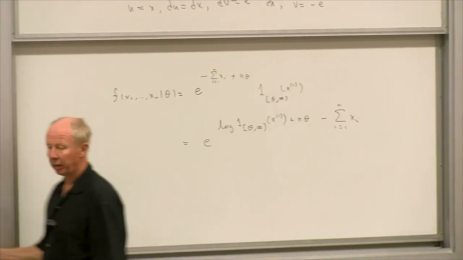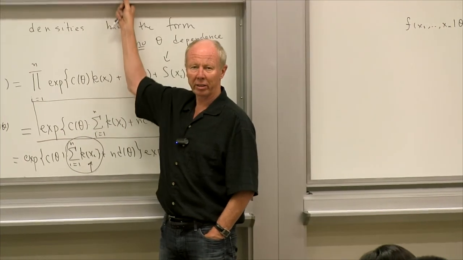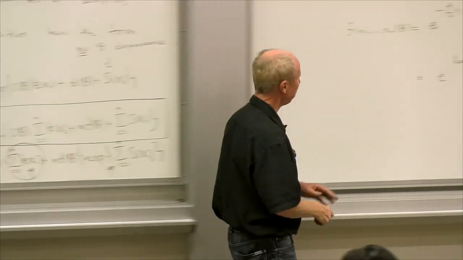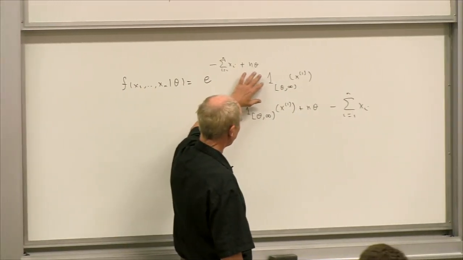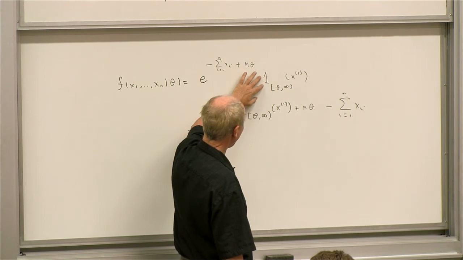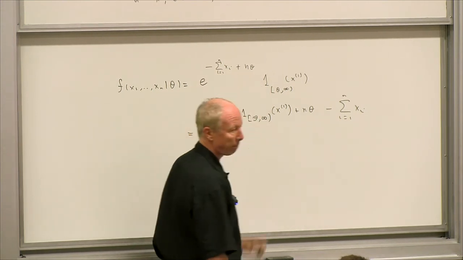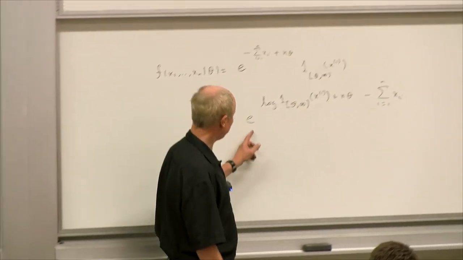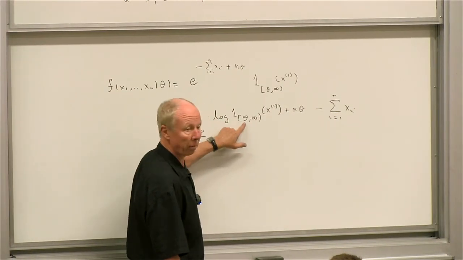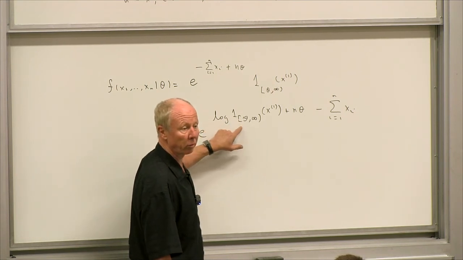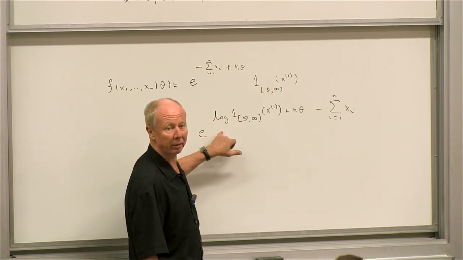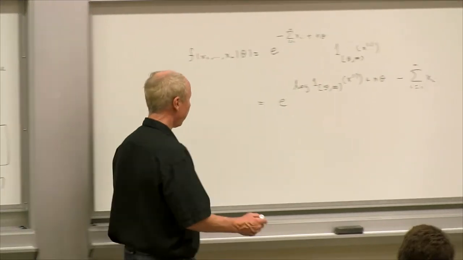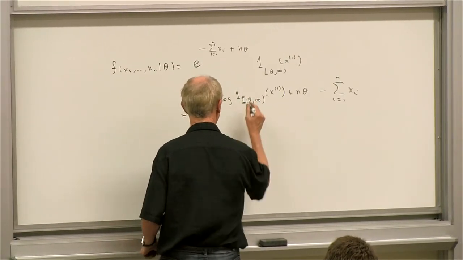So is that of any help? Does everybody agree that that's correct? I just wrote, this is the number a. I wrote a as e to the log a. And interpret this as being 0 when that's 1, because log of 0 would be minus infinity. What's e to the minus infinity? 0. Okay? So can you read off from here what a sufficient statistic for theta would be?